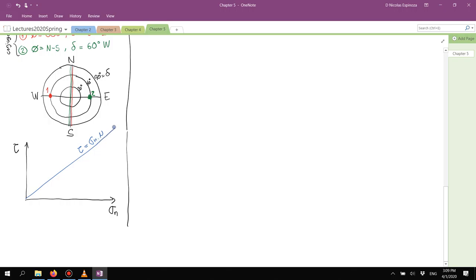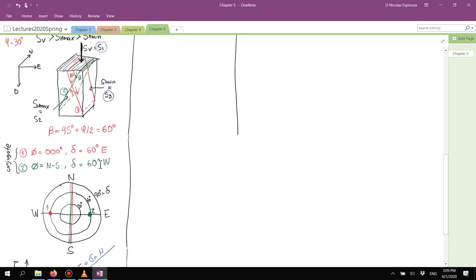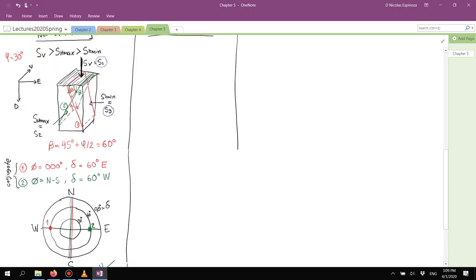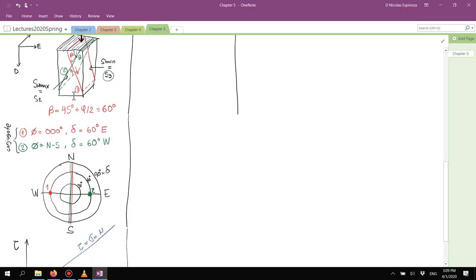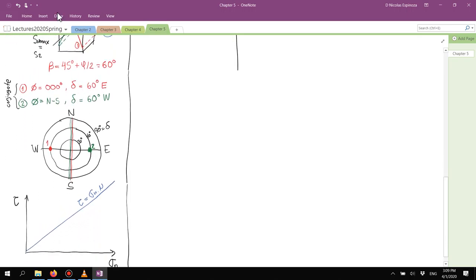All right, so this is the shear failure line. When I have failure, that means that this particular block of rock met the shear failure line. So at failure, the state of stress is going to be touching the failure line, or that also means that the Mohr circle is going to be touching the failure line. And the Mohr circle that touches the failure line is going to be the Mohr circle that involves the minimum and the maximum principal stress.